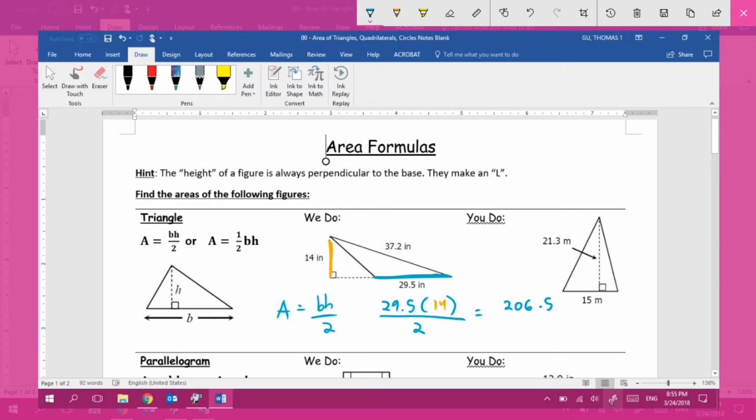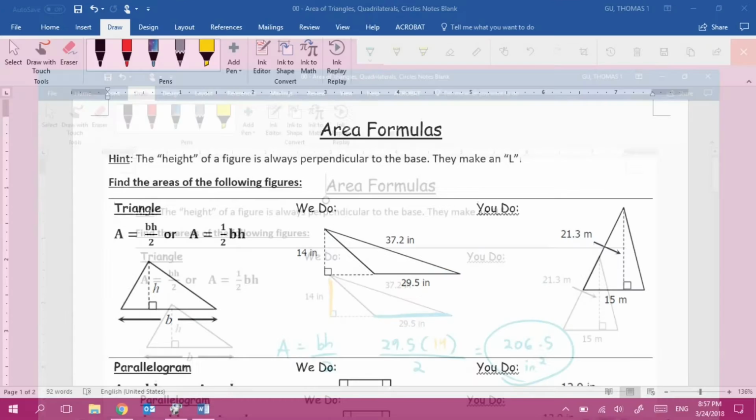And that's 206.5. And what you need to do here to label, you see it's inches times inches. That makes inches squared. All right, inches squared. If you do not put that, then you're not doing it right. 206.5 inches squared. So let's see the next one.